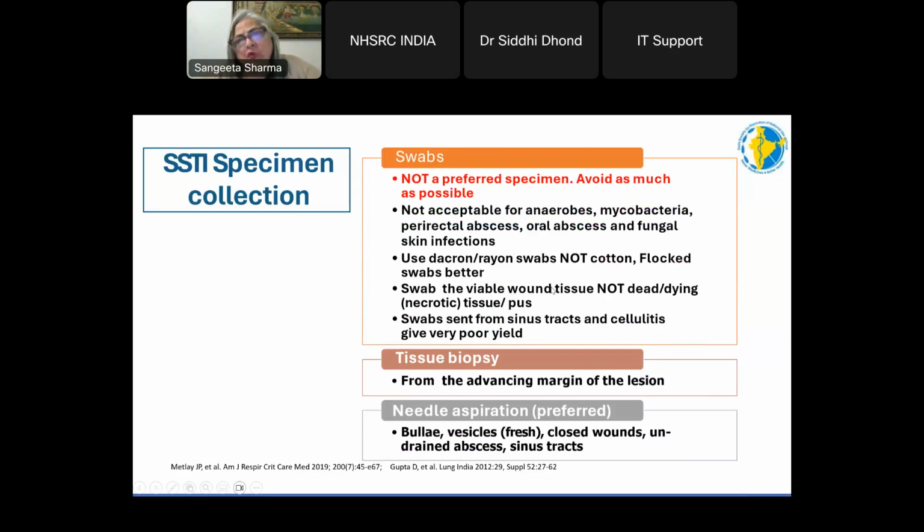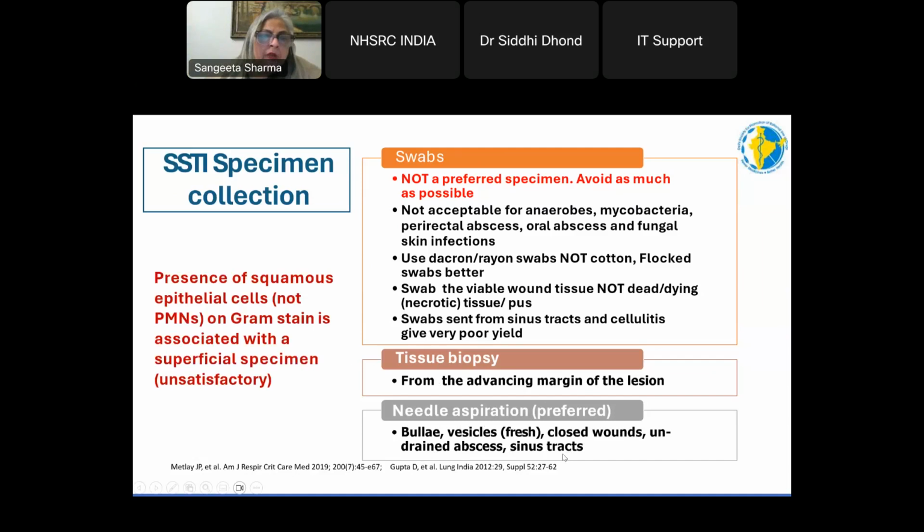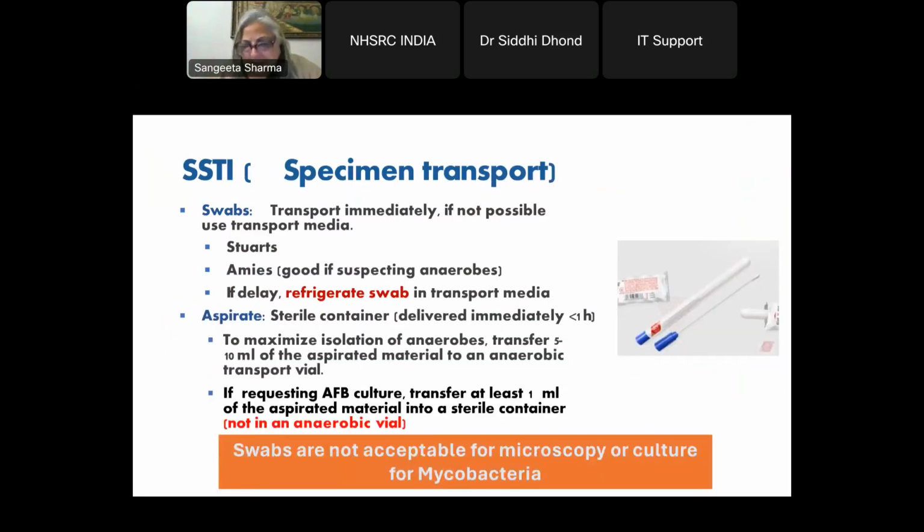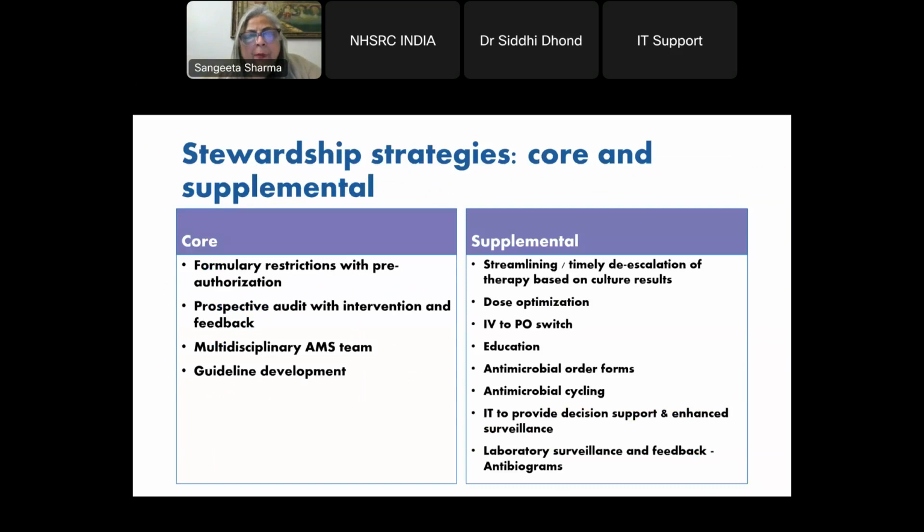Swab the viable wound tissue. If you take from the middle, from dead tissue, nothing is going to grow. Take viable tissue, not dead or dying necrotic tissue or pus. If you take from the center, perhaps nothing will grow from there. Then if you are taking a tissue biopsy, take it from the advancing margin. Needle aspiration may be preferred if there is a bullae, vesicle, closed wound, undrained abscess, or sinus tracts. This will help. So I think I can quickly pass this.